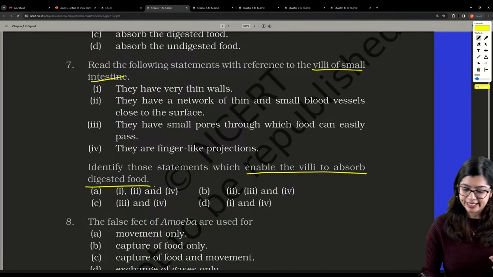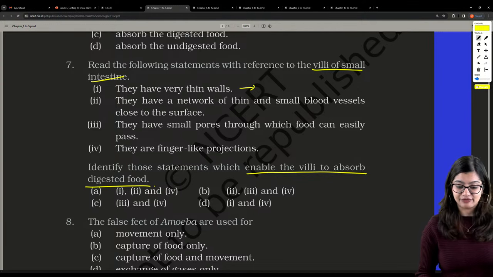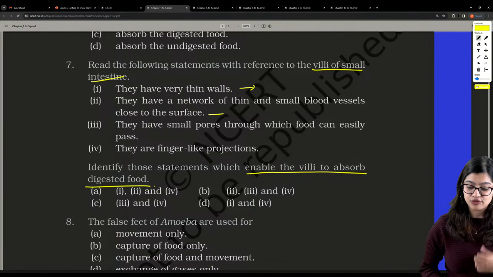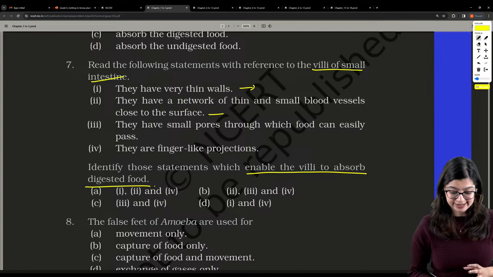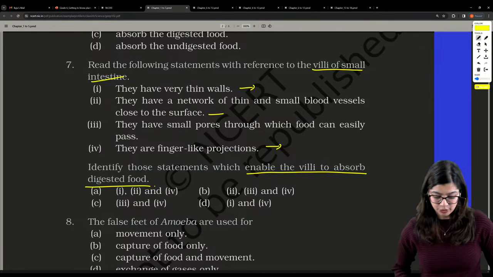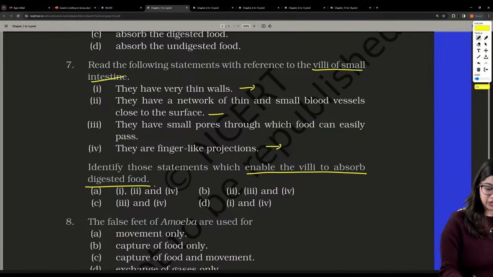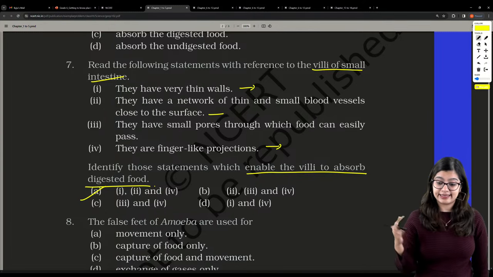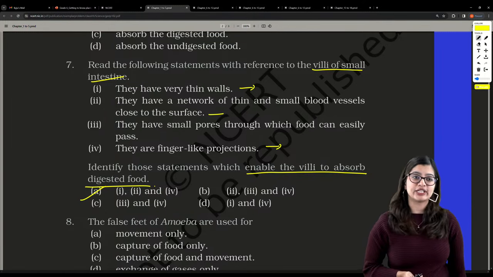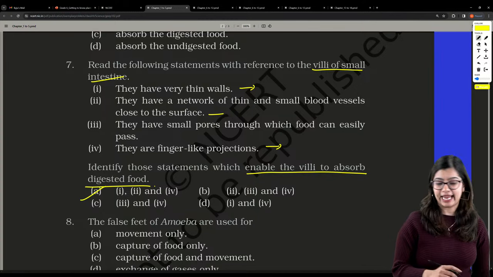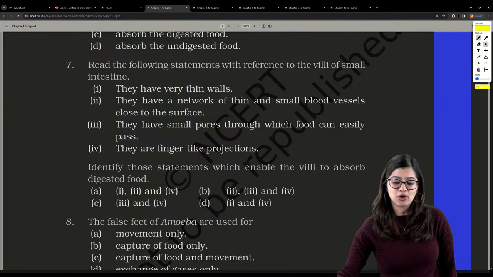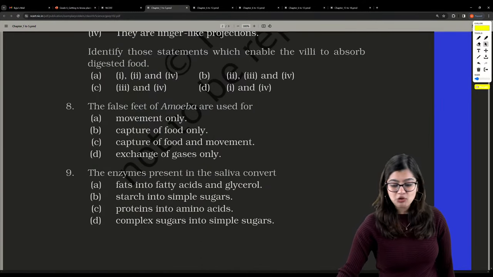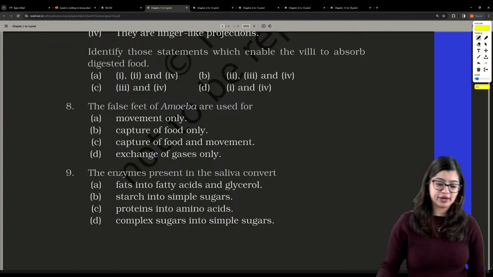Now, in this particular case, we know that villi have thin walls, they have a network of blood vessels, and they are finger-like projections, right? So in this particular case, 1, 2, and 4 are correct about villi that help with the absorption. So the correct answer is option A, right? Watch that video after you finish this. Now, question number 8 and 9, students, on our screen.